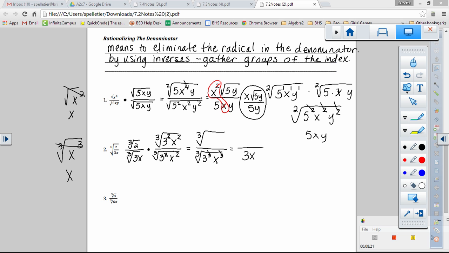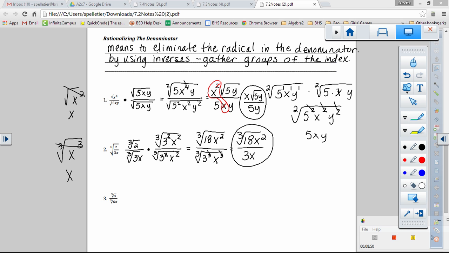So 3 times 3 is 9, and 9 times 2 is 18. So I'm going to go 18x squared. Okay? And since there's nothing that I can remove from the 18 and the x squared, and since I no longer have a radical in my denominator, everything's just going to be finished. Okay, so there is our answer. We've eliminated the radical from the denominator.